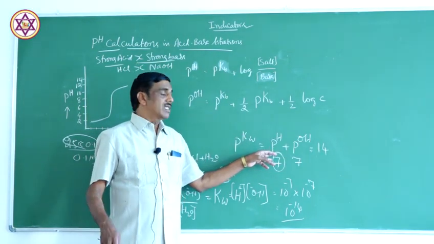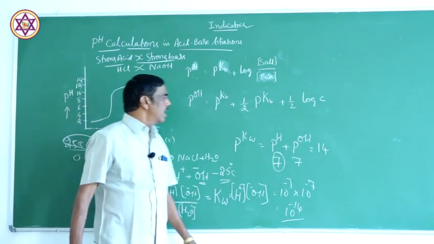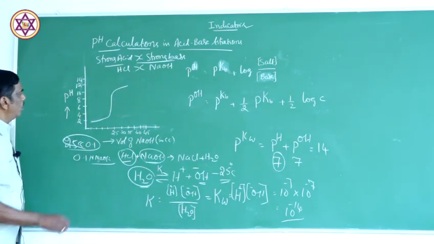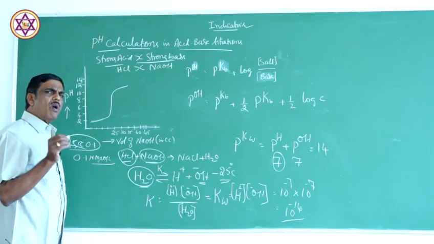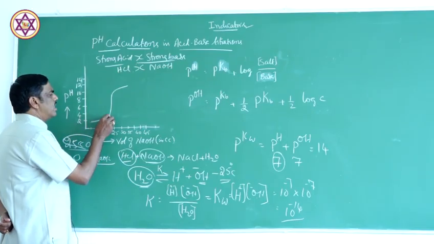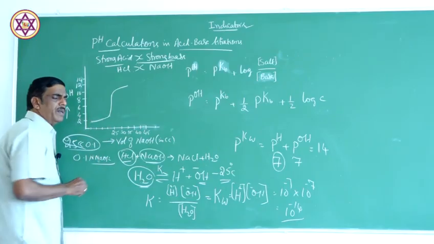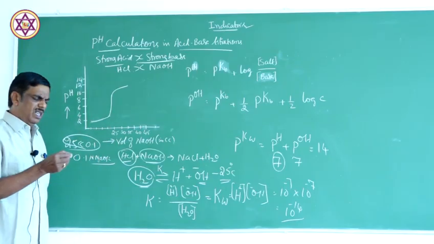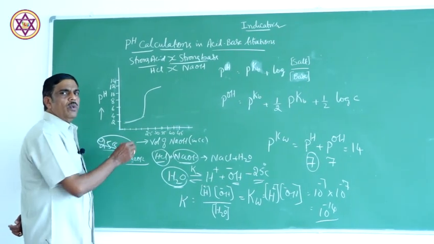So when pH is 6, pOH is 8. Therefore pH 7 or pOH 7 is the neutral point. So here, before neutralization, even if a small amount of acid is there, pH is very low. Therefore near the neutral point, with a small amount of HCl, pH is 4.